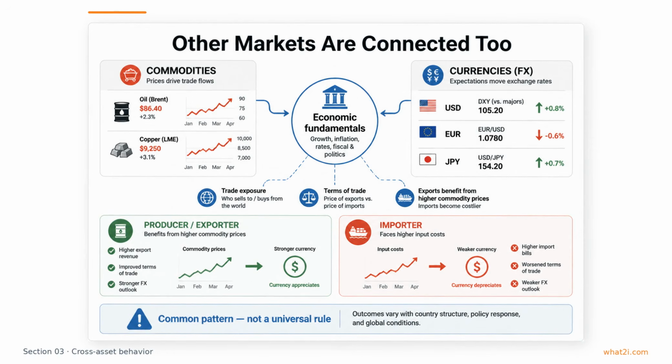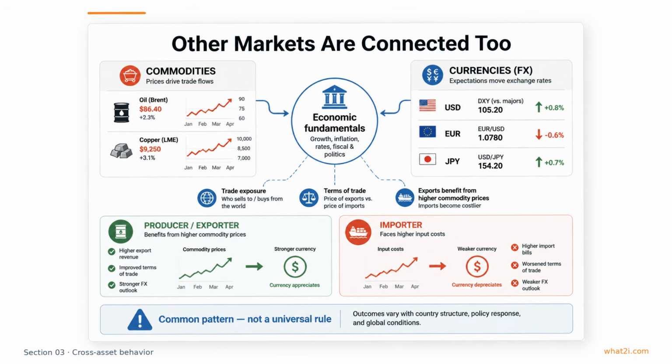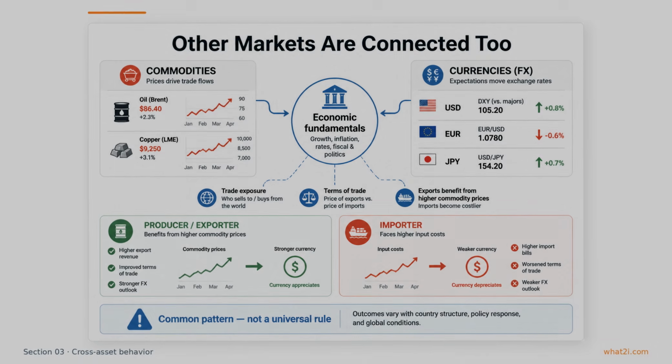Cross-asset behavior also shows up in the links between commodities and currencies. When prices for oil, metals, or other exports rise, producer country currencies may strengthen because their trade position improves. By contrast, countries that import those commodities can face higher input costs and pressure on their currencies. These relationships often reflect terms of trade, export dependence, and the broader growth outlook. They are common patterns, but they are not universal rules. Policy choices, capital flows, and local conditions can all complicate the picture.